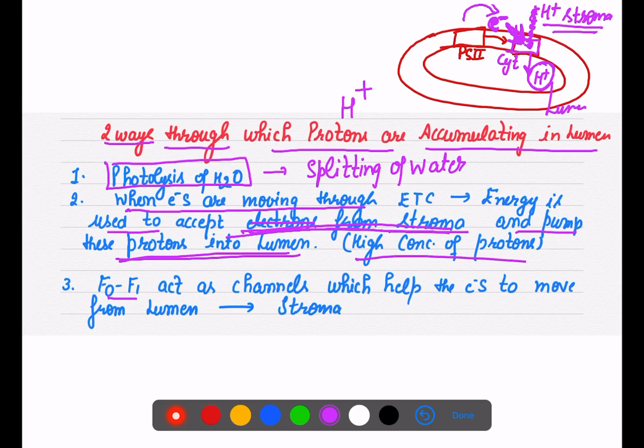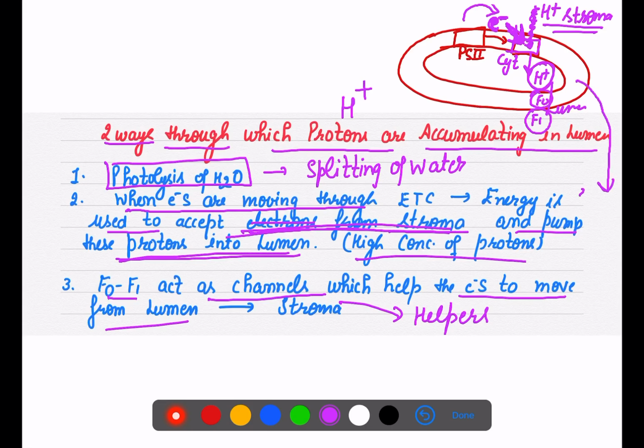So here is present your F0 and then the F1. This acts as a channel, or you can say helpers, which help the protons to move from the lumen into the stroma.